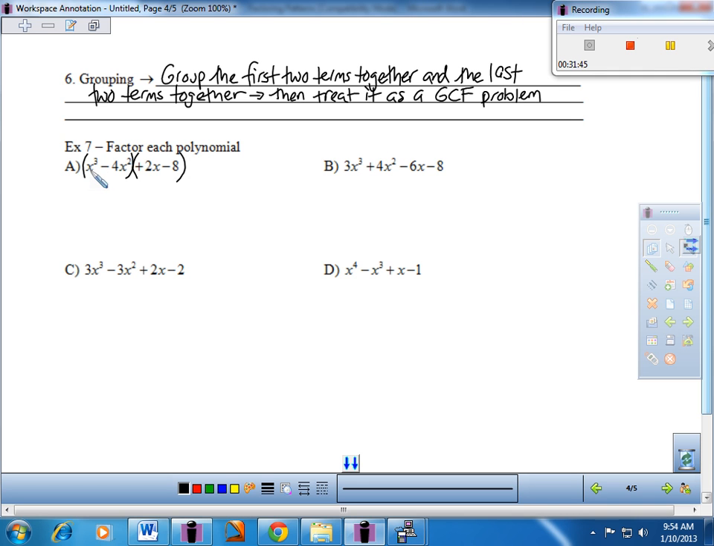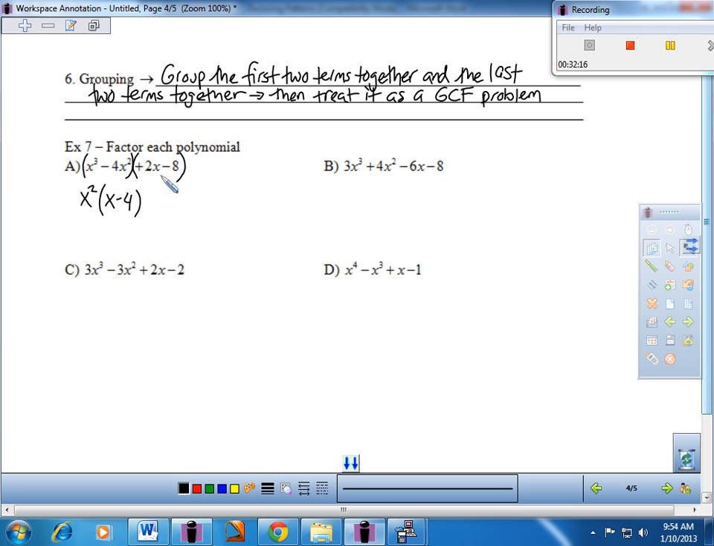So what I do now is treat this as all greatest common factor. Look at these two right here, everybody, and I guess I would ask you, what is the greatest common factor to those two terms? It looks like x squared. So what I'm going to do is pull out the x squared, and if I pull out x squared, I get the x minus 4. Good.